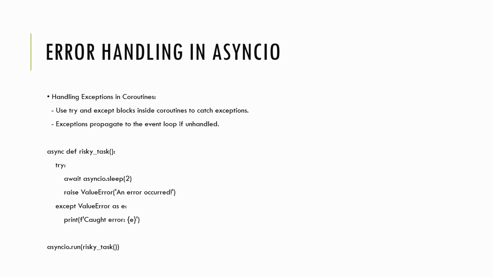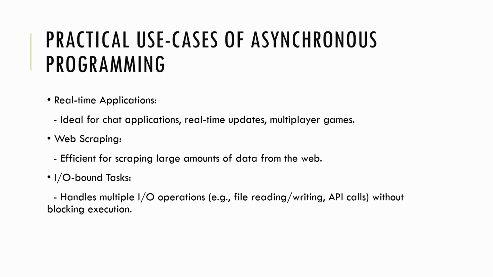Now let's talk about error handling in asynchronous programs. Just like in regular Python functions, we can use try and except blocks inside coroutines to catch exceptions. If an error occurs while one task is running, it will be caught by the except block. However, remember that uncaught exceptions will propagate to the event loop and may stop other tasks from executing.